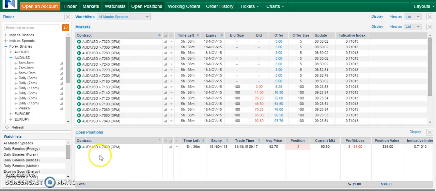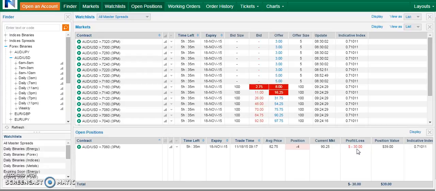We went with the 70.60. We sold. That's why you see the -4 right here. And we sold at 82.75. So that would be 16.25. And the current market is 90.50 and worth $31 right now in the hole.